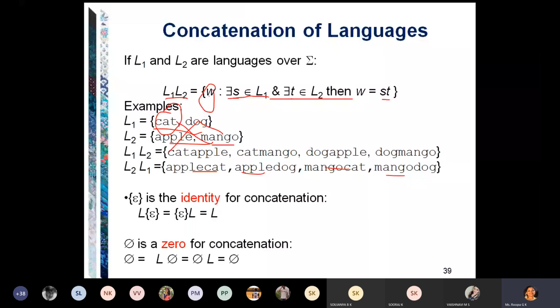Identity for concatenation: epsilon is the identity for concatenation. That means if you concatenate epsilon to a language at the end or from the beginning, it remains the same. That is L only. Like 0 is the identity for addition and 1 is the identity for multiplication. The product or sum doesn't change, right? So here also epsilon is the identity for concatenation.